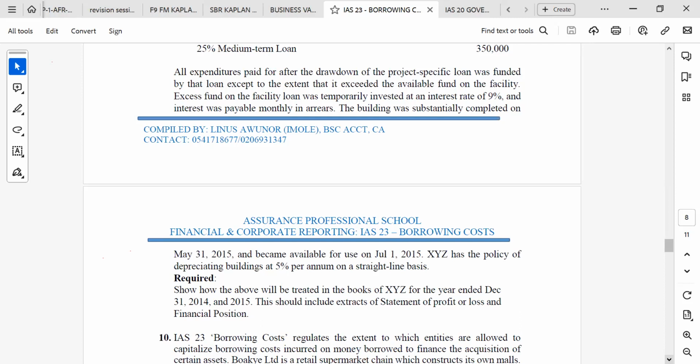XYZ has a policy of depreciating buildings at 5% per annum on a straight-line basis. Required: show how the above will be treated in the books of XYZ for the years ended December 2014 and 2015. This should include extracts of statements of profit or loss and financial position.